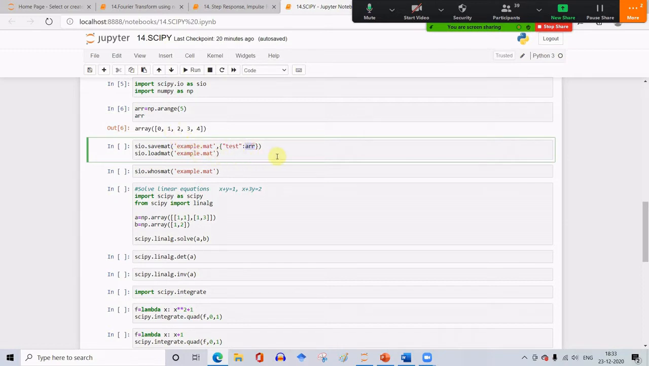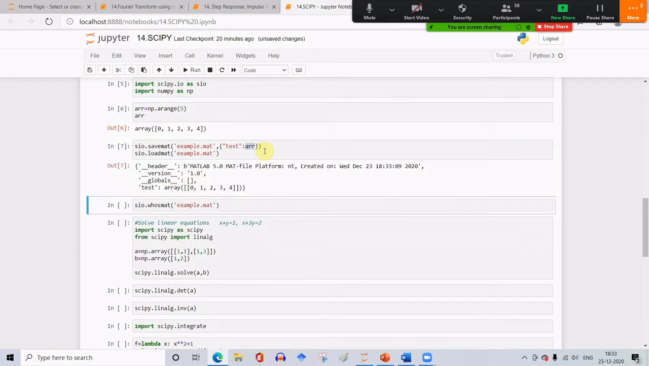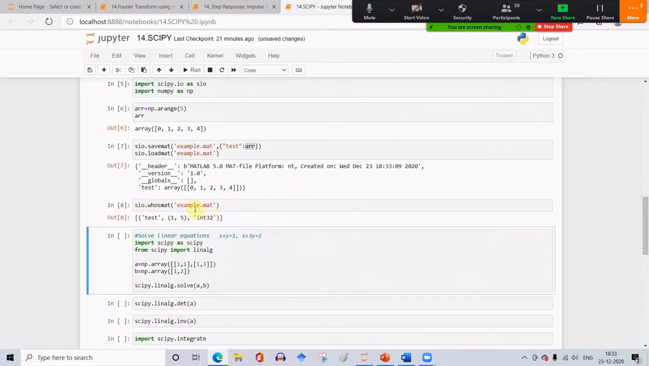Okay, so that will give me, okay, this is a MATLAB file. I have saved it as a MATLAB file. Okay, I have saved it and I have retrieved it, load mat example.mat. So this is the information about that array by the name test and the array value is this. Suppose I want to know what is this, SIO dot whosmat will give me what this example.mat is.